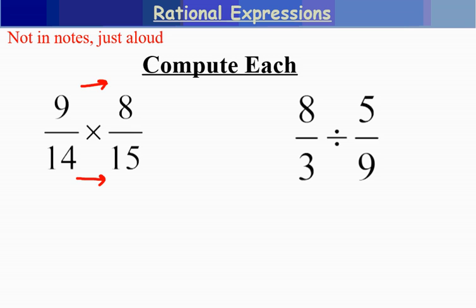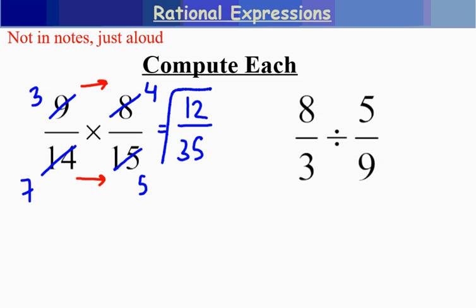However, you might want to look if you can simplify before you multiply, because then the numbers won't be so big. So if I look, 9 and 15 could be simplified. They both are divisible by 3, so this becomes 3 and 5. The 8 and the 14 are both divisible by 2, so I divide by 2 and I get 4 and 7. Now there's no more common factors. When I multiply straight across, 3 times 4 is 12, 7 times 5 is 35. That's how you multiplied fractions in middle school.